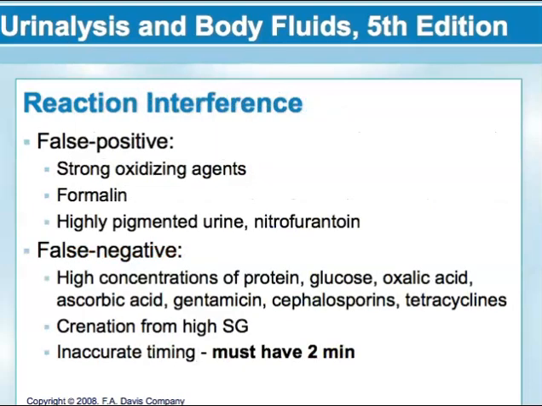Okay, some reaction interference. False positives could be due to strong oxidizing agents or formalin in the container, highly pigmented urines, and the antibiotic nitrofurantoin. False negative reactions could be due to high concentrations of protein, glucose, oxalic acid, and ascorbic acid, some urines with a high specific gravity, certain antibiotics, and if the test is not read at the correct time.